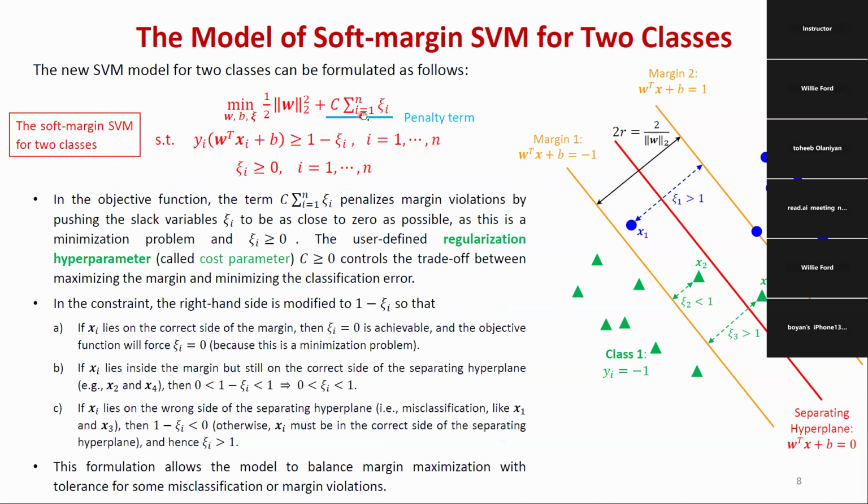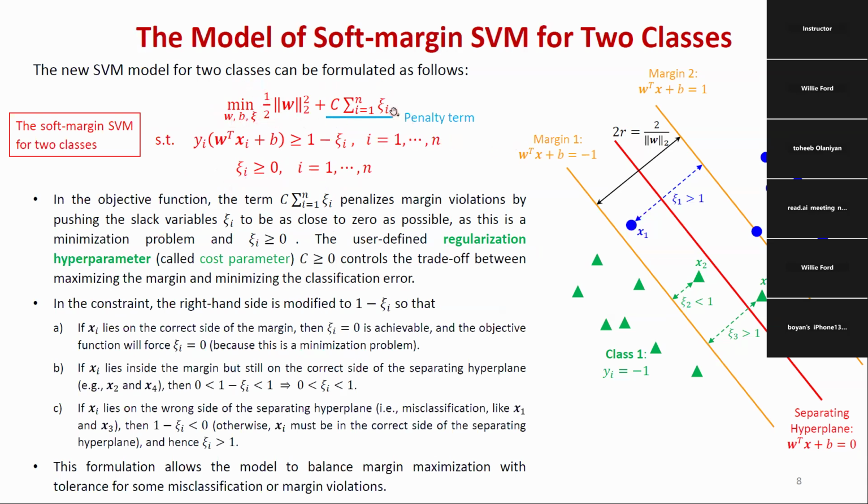This is called the penalty term, where this C parameter is called the cost parameter, or you can call it the regularization parameter. It's greater than or equal to 0. And this is actually a trade-off. First of all, xi is non-negative, it's greater than or equal to 0. And don't forget one thing: our objective function is a minimization problem.